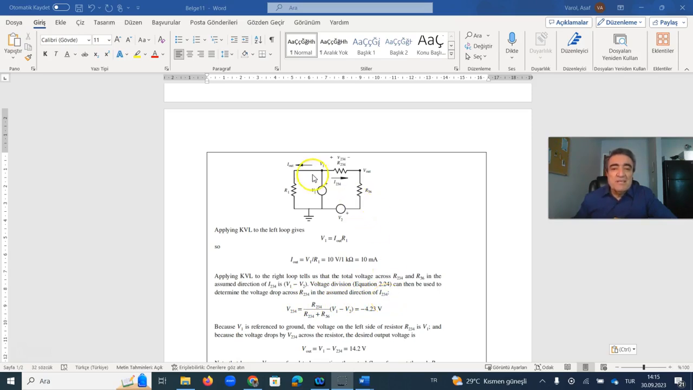Assumed direction means here we think the current is flowing from right to left. This is an assumption. Later, if we find a negative value for it, it means our direction is not correct. We just change our direction to the right one.